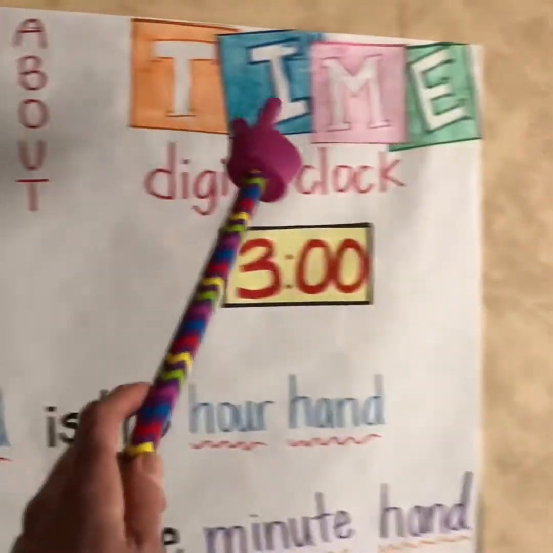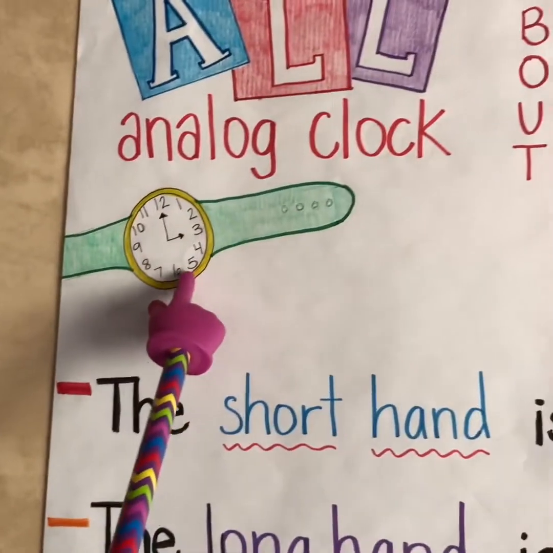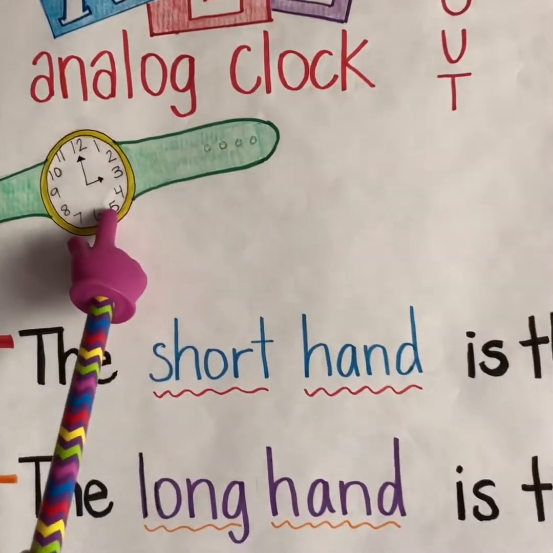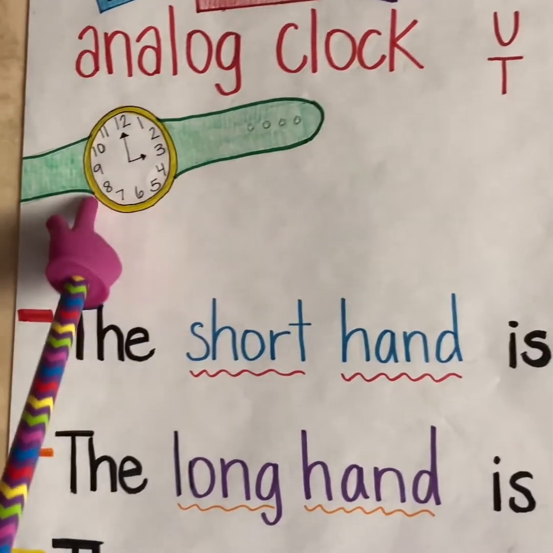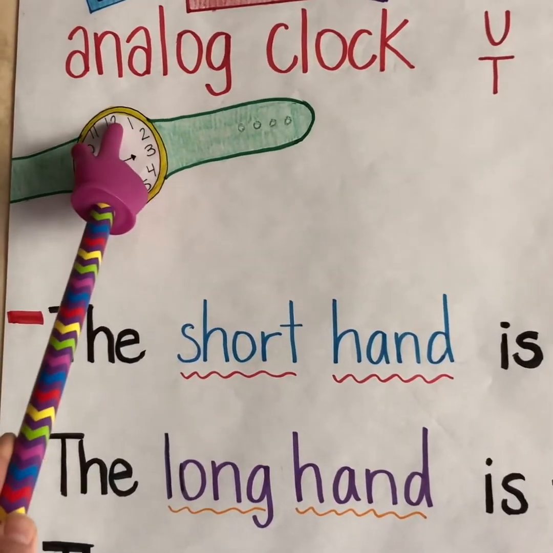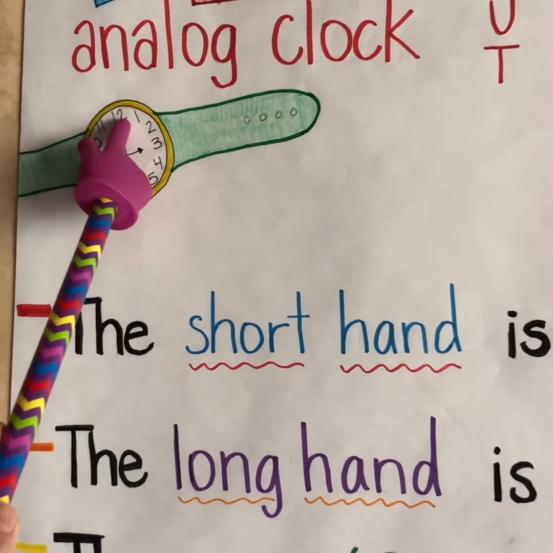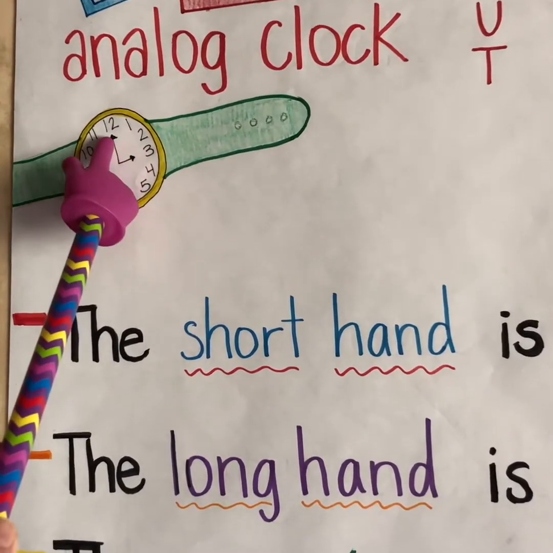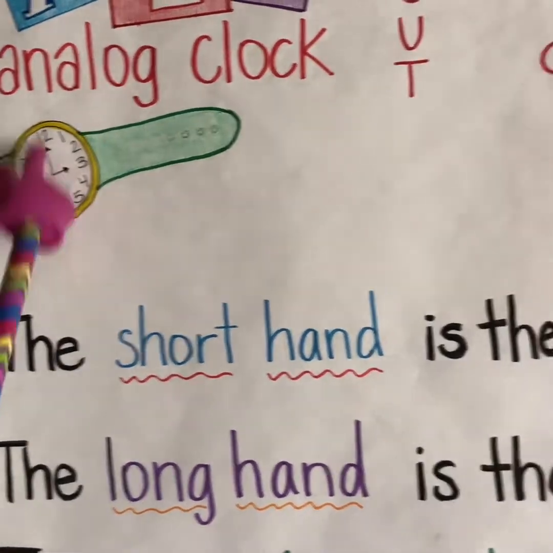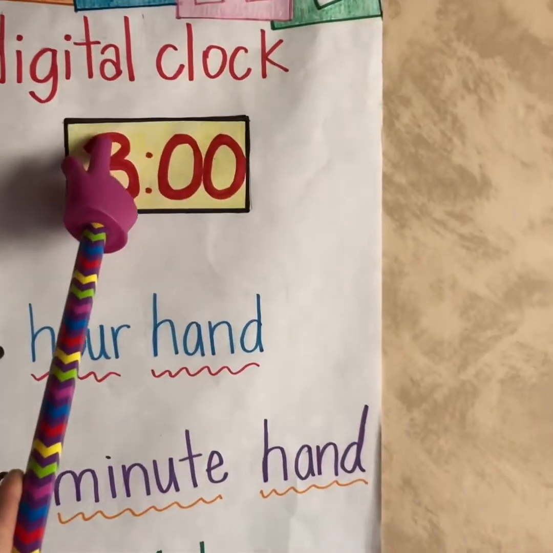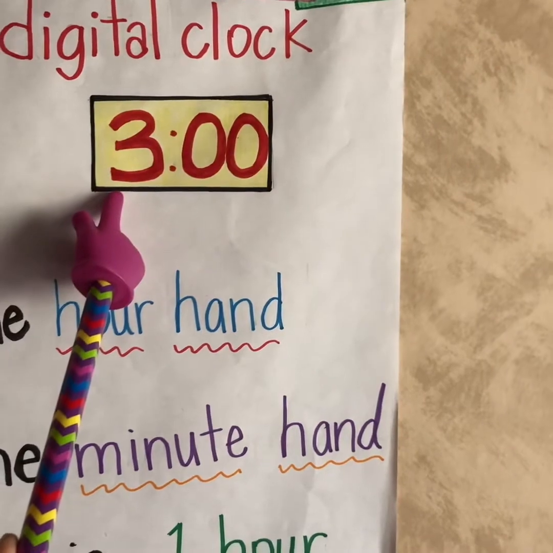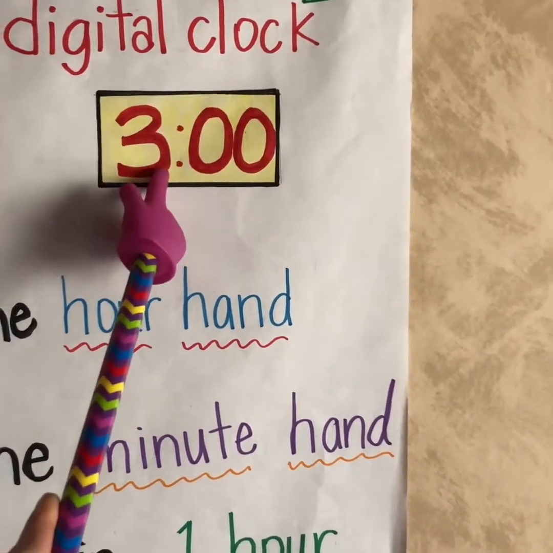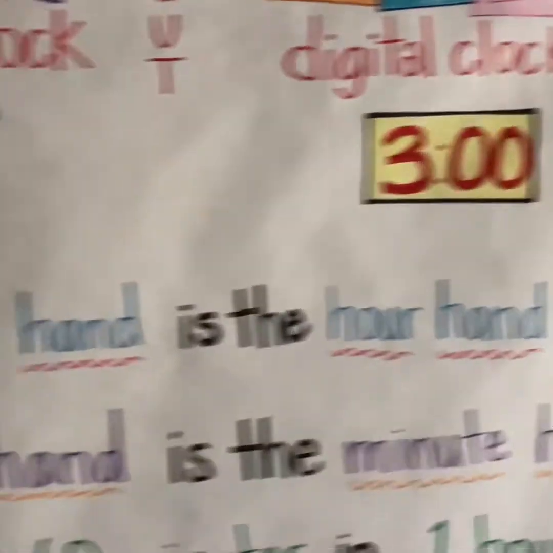All about time. This is an example of an analog clock, a watch. It has numbers around a circle from 1 through 12. It has a shorthand to represent the hour and a longhand to represent the minutes. This is a digital clock. It shows the hour that it is with a colon to separate the minutes.